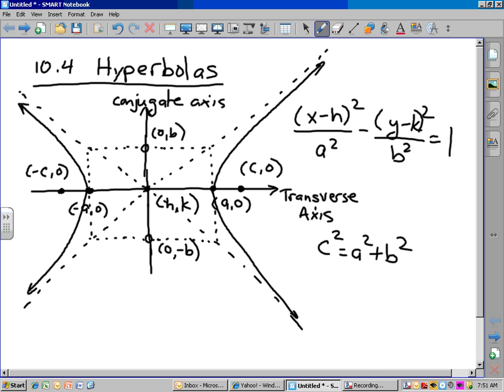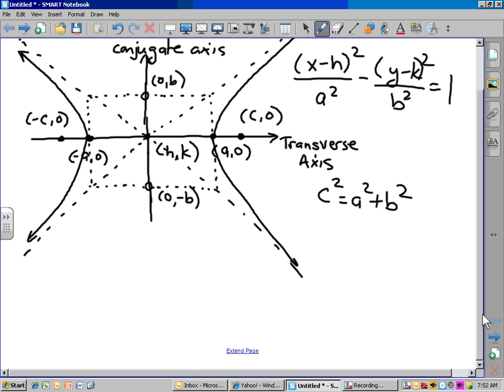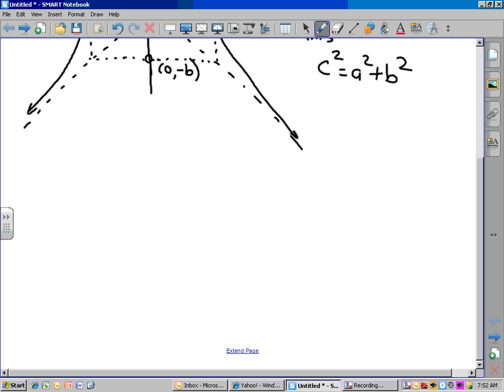Now we're going to draw it again. In this case, instead of the transverse axis being horizontal, it will now be vertical. Any questions on this? Everybody pretty much got this copied down? All right.